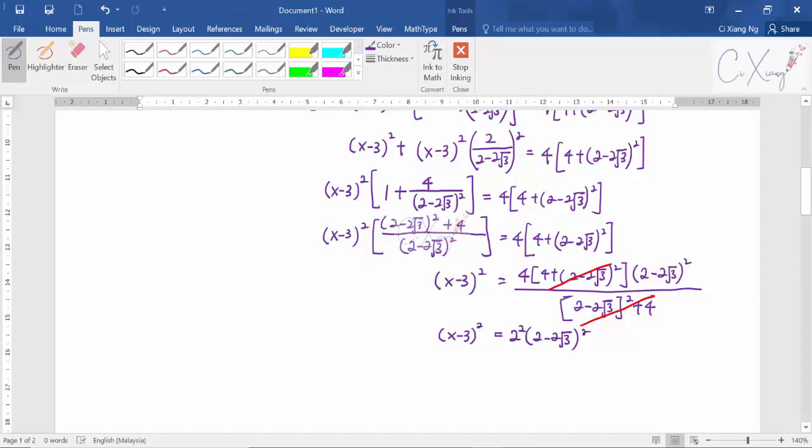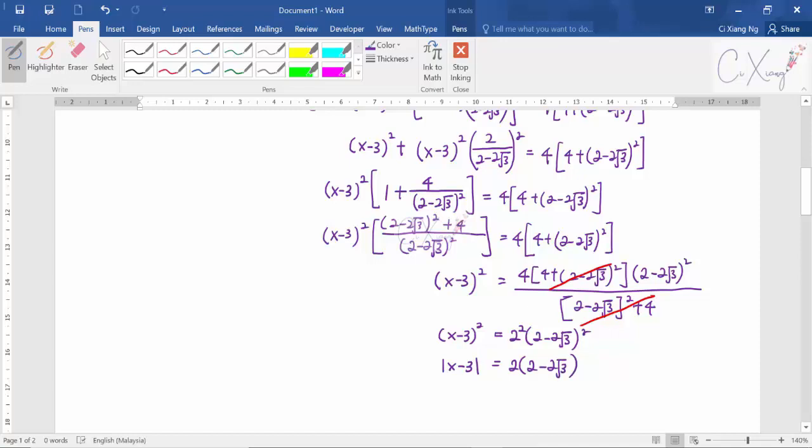Alright, so when you want to make all the squares disappear, you can take square root both sides. When you take square root both sides, actually you are having the modulus. Like when you are having x² equals to 2², you can write it as modulus x equals to 2, or x equals to plus minus 2, up to you. You can put a plus minus sign, or you can just write modulus x equals to 2. Alright, so for me, I'm writing it like this. So modulus of (x - 3) equals to 2 multiplied with (2 - 2√3).